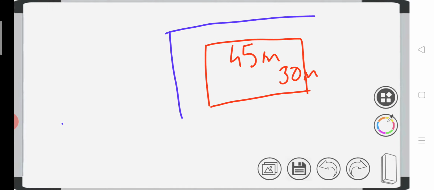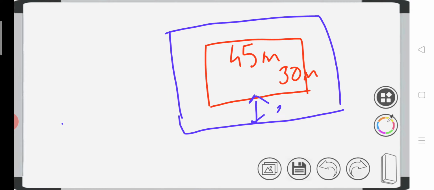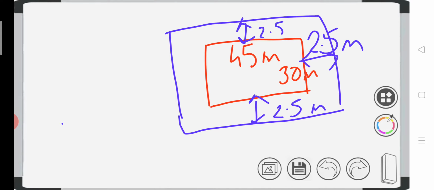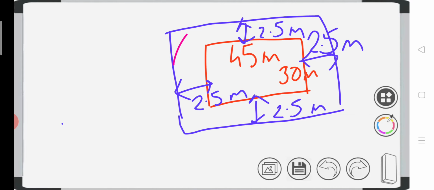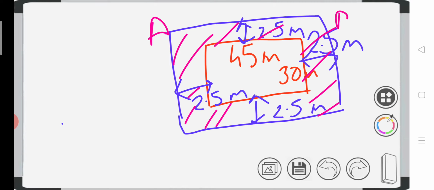So the path will be like this because the width is uniform all around and this width is 2.5 meters, so write 2.5 meter like this. It is 2.5 meter. Now you have to calculate the area of the path, that is the area of the shaded portion. So how can we calculate the area of this shaded portion?